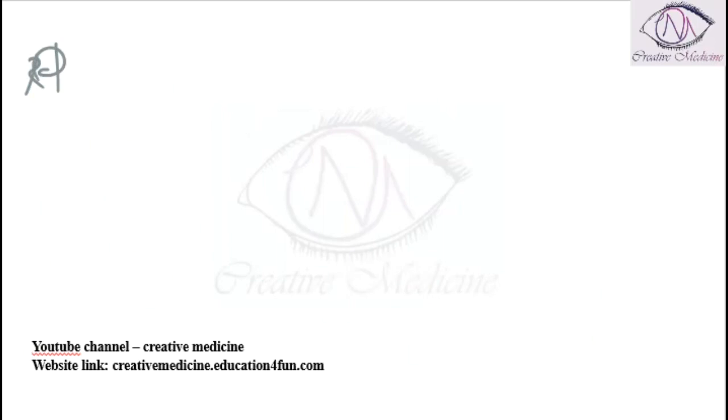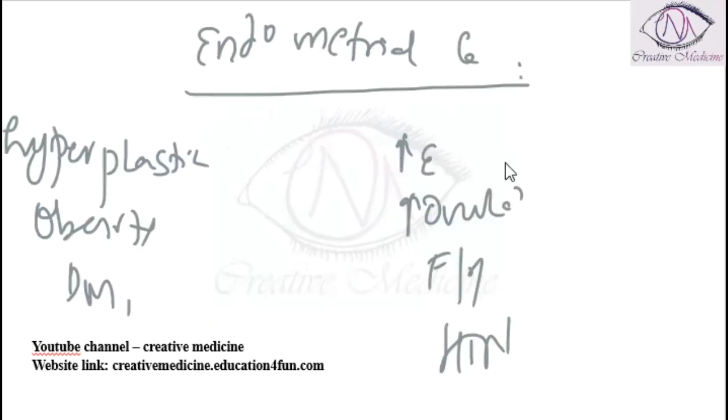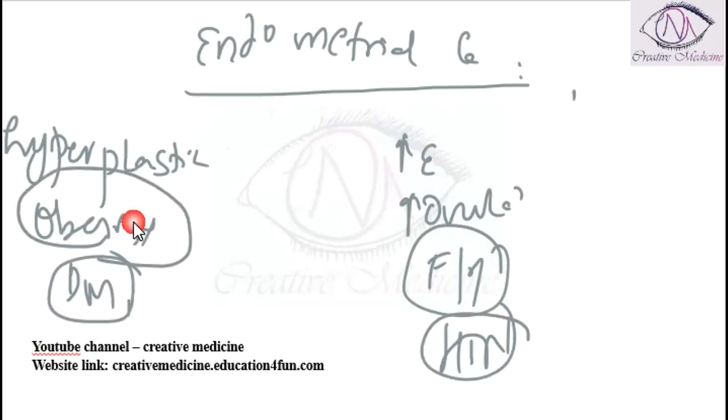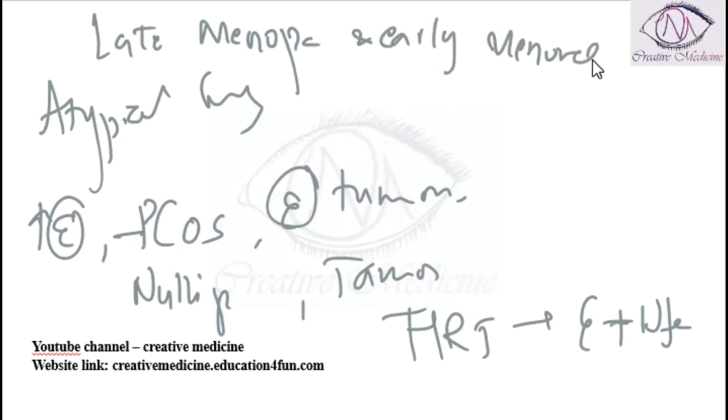Excessive estrogen and increased ovulation predispose to endometrial carcinoma. If there is family history of endometrial carcinoma, then hypertension, obesity, diabetes mellitus predispose to endometrial carcinoma. If the patient has late menopause and early menarche, obviously there will be increased estrogen exposure in life, thus resulting in endometrial carcinoma. Atypical endometrial hyperplasia causes endometrial carcinoma.